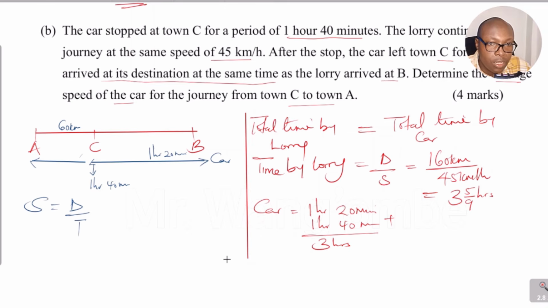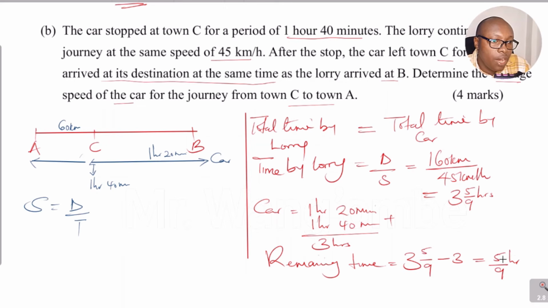From B to C, 1 hour 20 minutes, then resting or stopping there is 1 hour 40 minutes, which is 3 hours. So what is remaining? The remaining time will now be the time from C to A. We take the total time, which is 3 and 5/9, then subtract the 3 hours taken. So this gives 5/9 of an hour. That is the time taken from C to A.